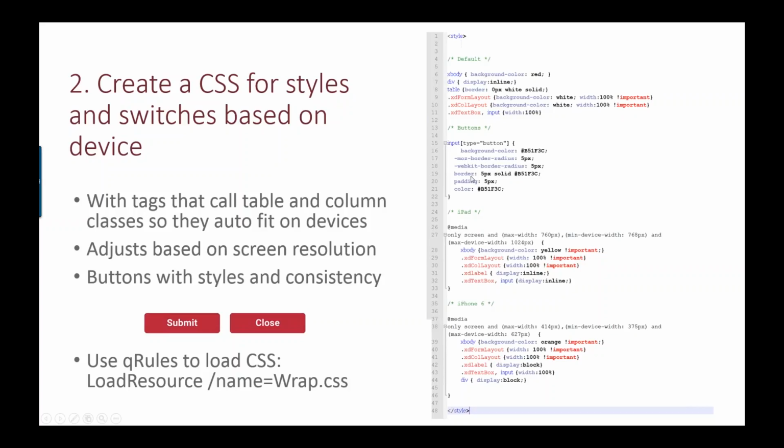So right here, for buttons, we are specifying a radius, so all our buttons will have rounded corners, just like in this screenshot. And of course, Q rules is our favorite weapon, right? So we use Q rules. The command name is called LoadResource to call that CSS file out.